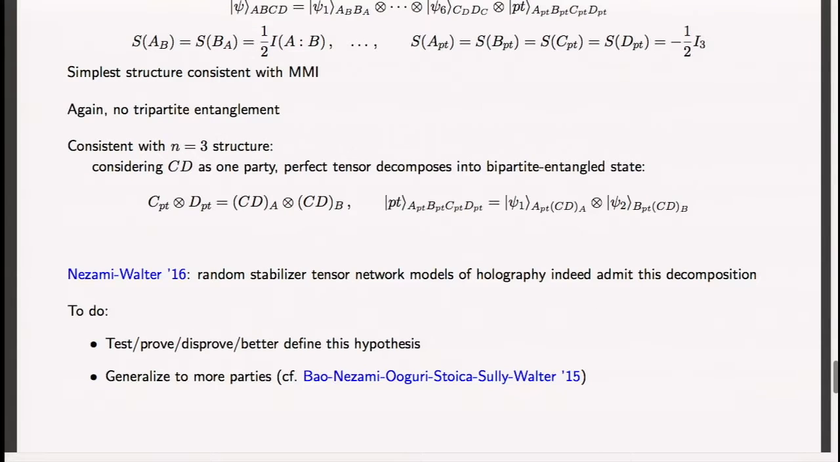Time for one or two questions. What happens when there are transitions between minimal surfaces? In particular, the entanglement entropy is usually continuous, but it's not smooth. So is it possible to see this feature in this language?